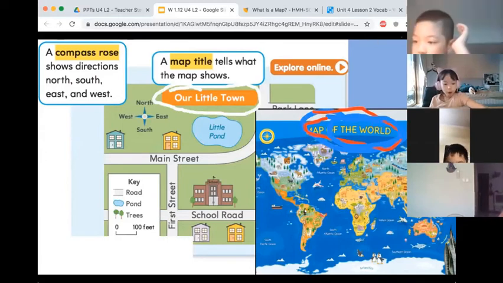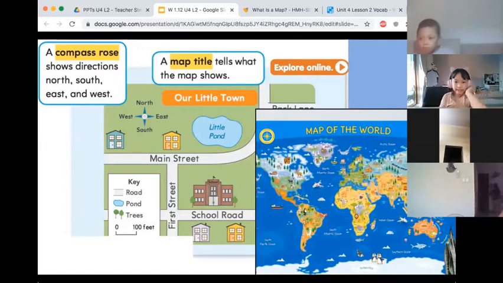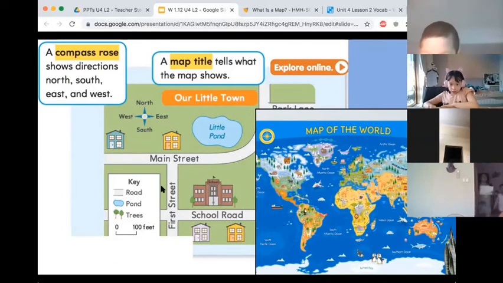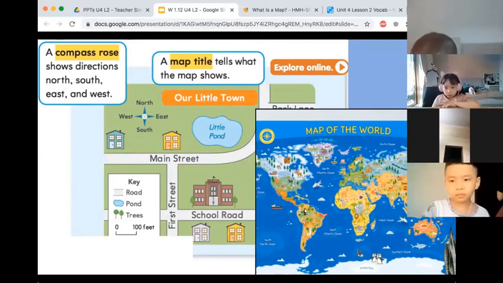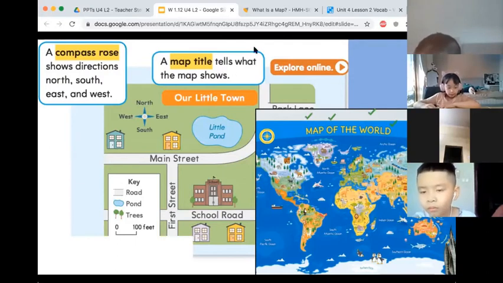Minha, what is the title of this map? Can you unmute? Is it working? Yeah. There we go. Go ahead, Minha. What is the title of this map? This map here, what is the title? Map of the World. Excellent. Map of the world is the map title because it tells us what the map shows. So what does the map show? The whole world.